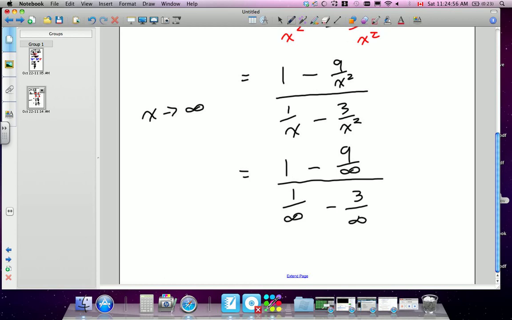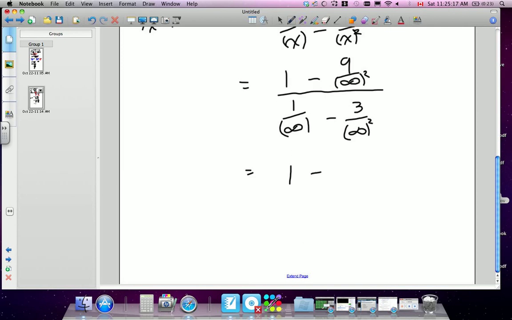Minus 3 over, again, technically infinity squared. We'll put the squares in just for you, so you see the transition of what we've done. We've replaced all our x's with the infinite number. We're saying as x approaches infinity. Now what infinity does is it essentially causes zeros. So what ends up happening is I have 1 minus, 9 divided by infinity is going to be like a 0, and we're going to have 0 subtract 0.